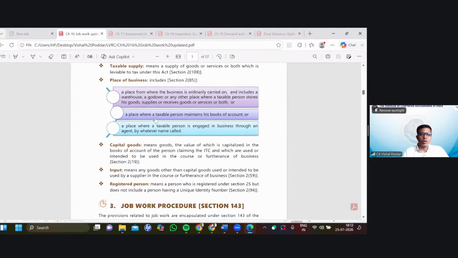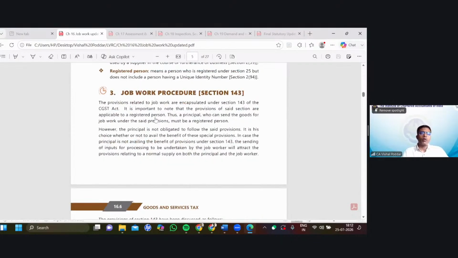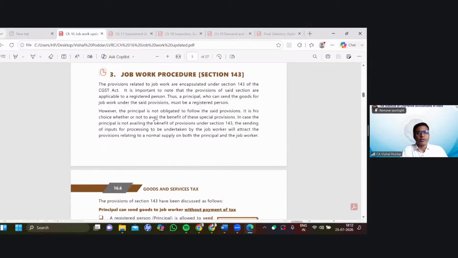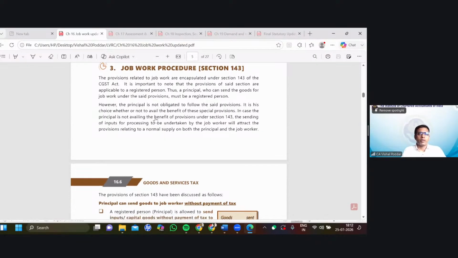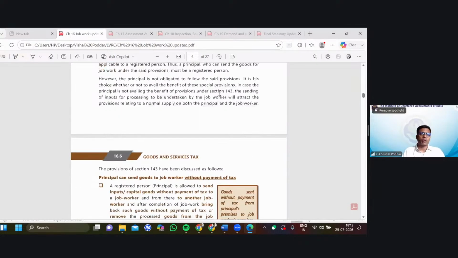So first we have the common definitions which we have studied. Now we come to job working provisions and job working procedures. So there are two broad sections which cover job working provisions, the main being section 143. What does 143 state? The provisions relating to job work, as per 143, require that the provisions of the said section will be applicable to a registered person. Thus, a principal who can send the goods for job work under this provision must be a registered person. Anyways, this is coming out from the definition of job work as well.